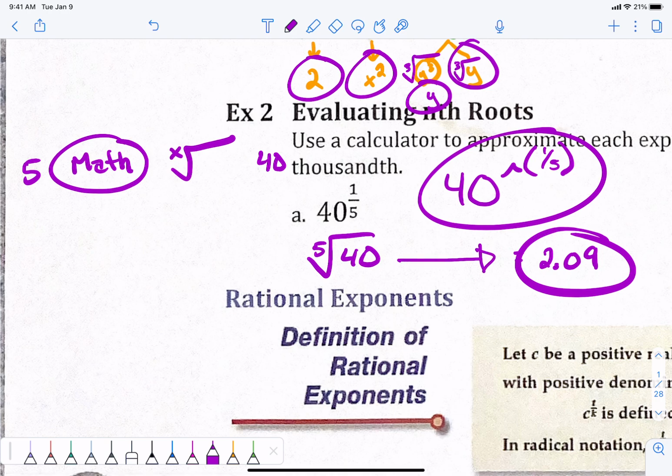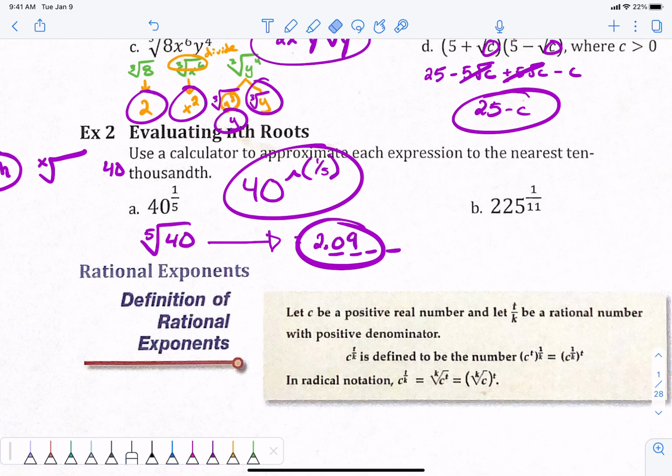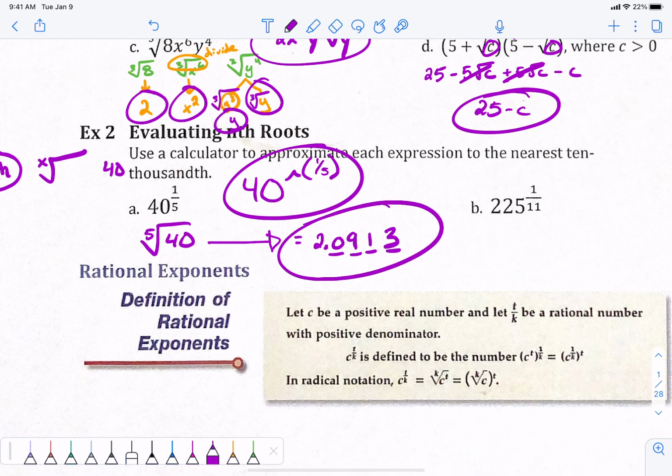If you need help, let me know. We're supposed to approximate each expression to the nearest 10,000th. Which place is that? 4 decimal places. 2.0913. There you go. Can we do more of these?